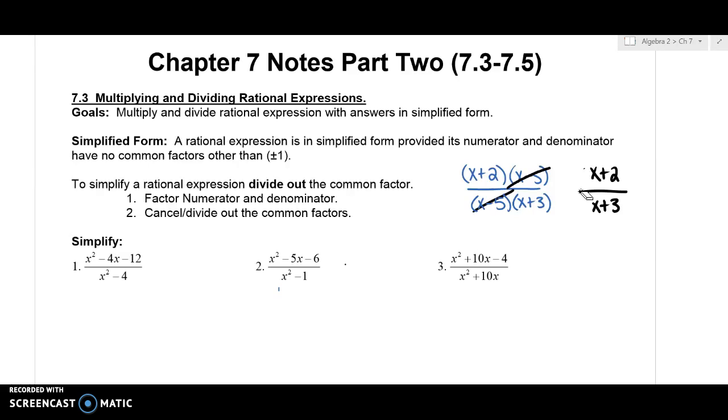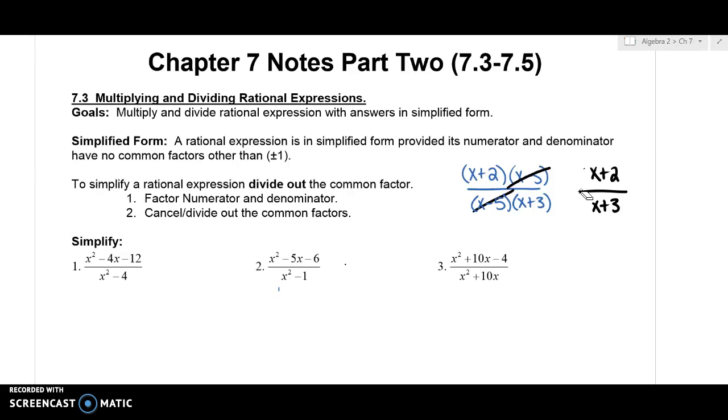X on the top does not match up with x on the bottom. They are not factors. You can't cancel the x's in this expression because x is not being multiplied, x is being added. This is called an addend, not a factor. If it's being added or subtracted, it's called an addend or a subtrahend, and you can't cancel addends or subtrahends.